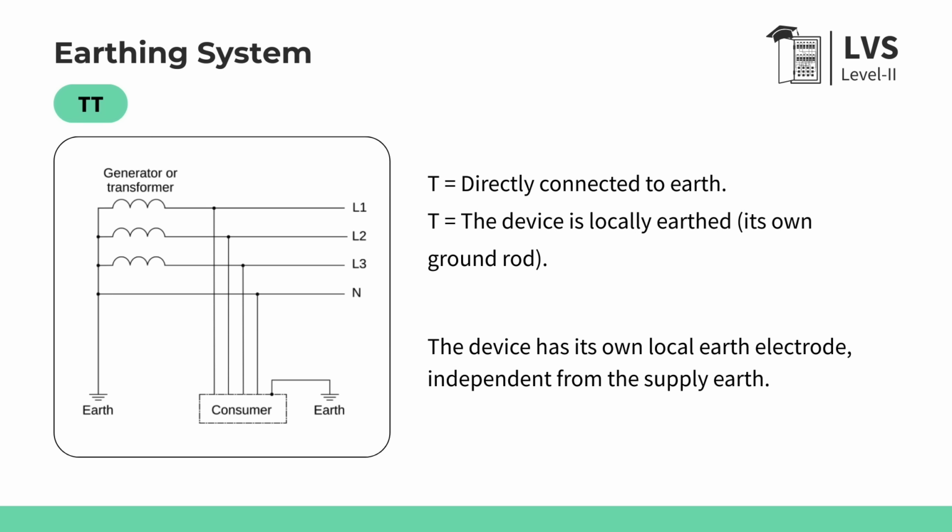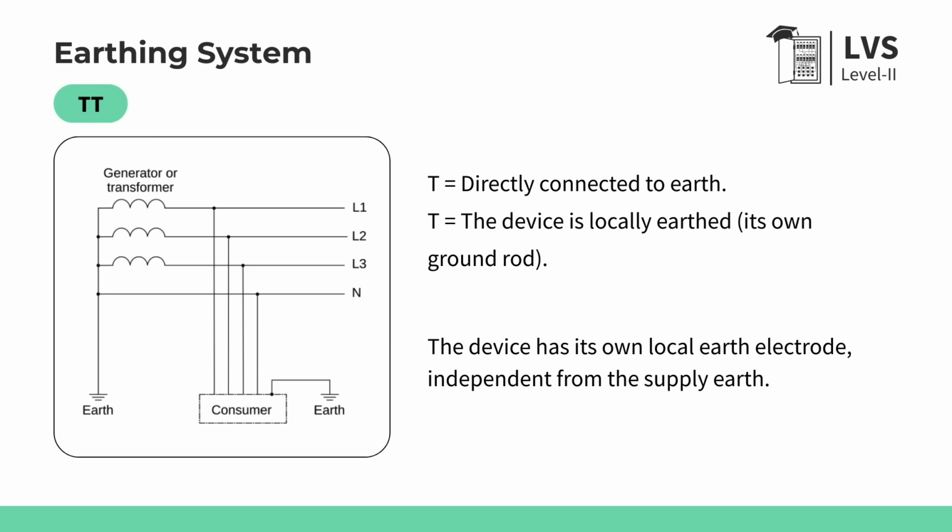In a TT system, the source neutral is earthed, which is the first letter T, same as the previous system we talked about. The installation's exposed parts are connected to a separate local earth electrode, again the letter T. Here, the consumer has their own earth pit. The system is very common in rural areas and small standalone buildings. Again, let me give you a real world example here. A farmhouse or a rural house supplied by the utility. The utility provides phase and neutral, and the homeowner installs an earth pit and connects all the equipment bodies to it.